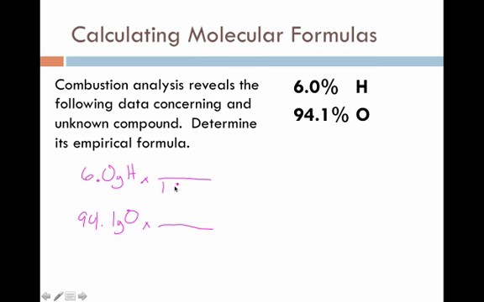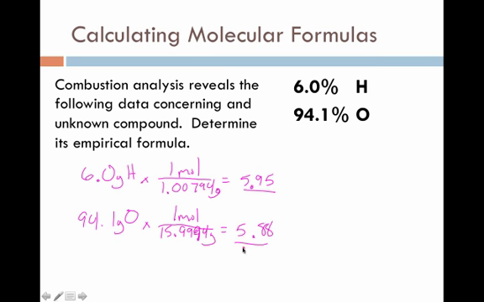Hydrogen is 1.00794 grams for every 1 mole. We look this up off our periodic table. And then oxygen is 15.9994 grams for every 1 mole, again from our periodic table. Plug this all into your calculator, and we end up finding we get the answer 5.95, and we get the answer here of 5.88.